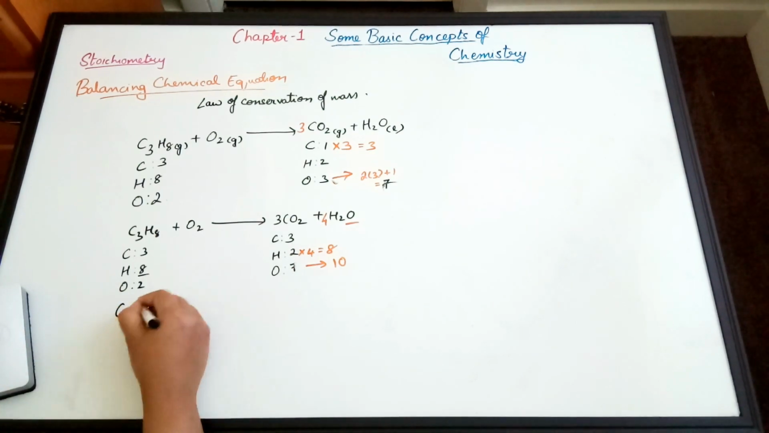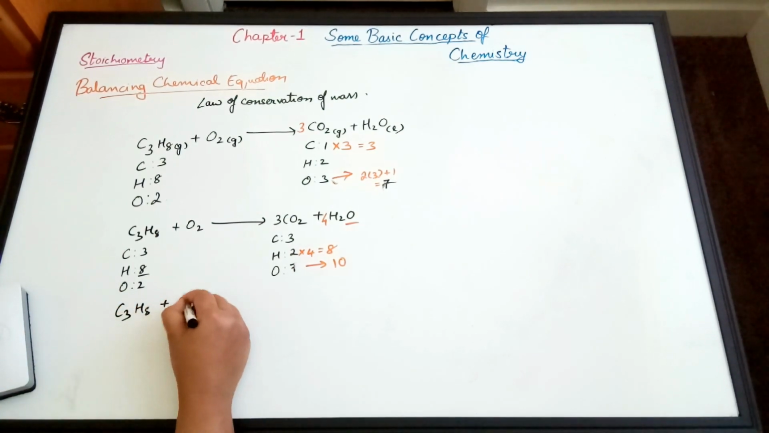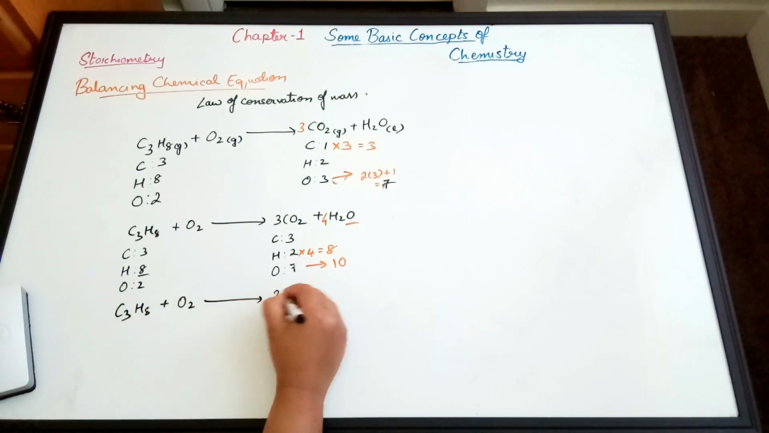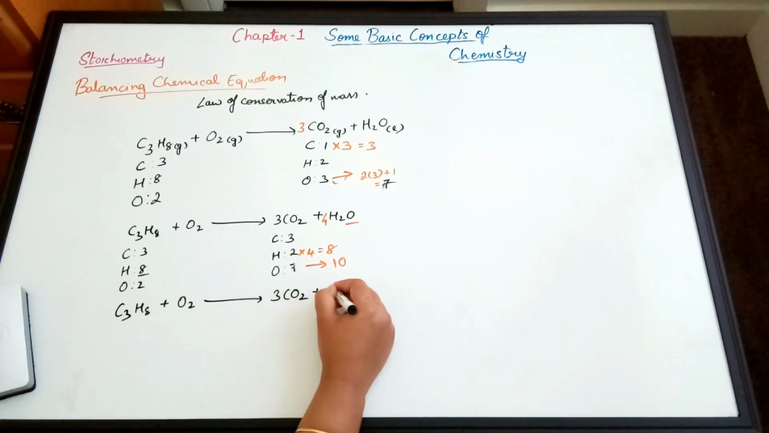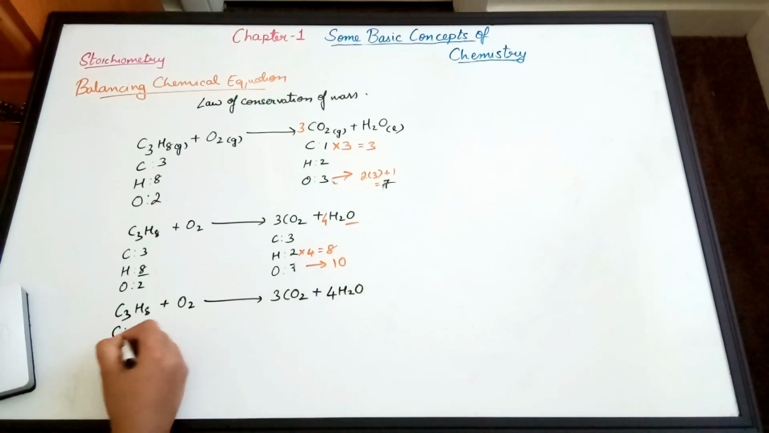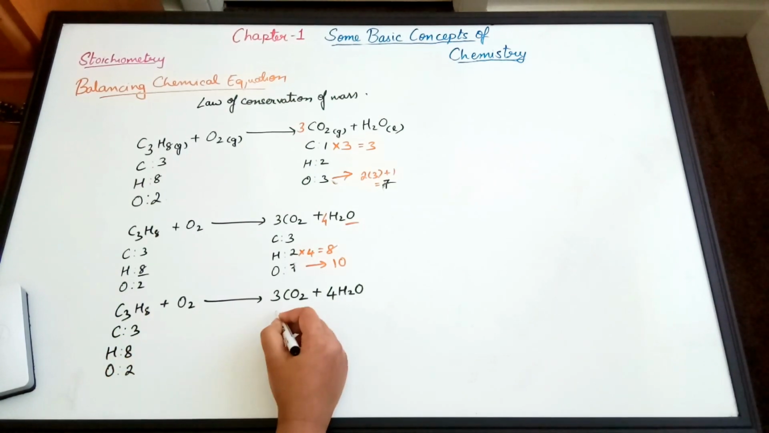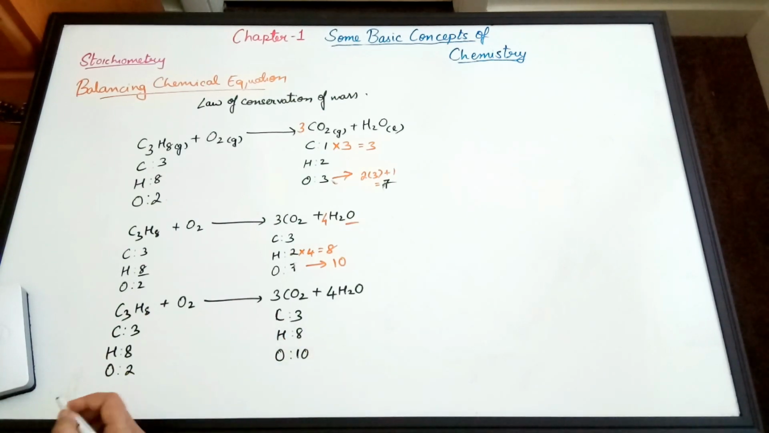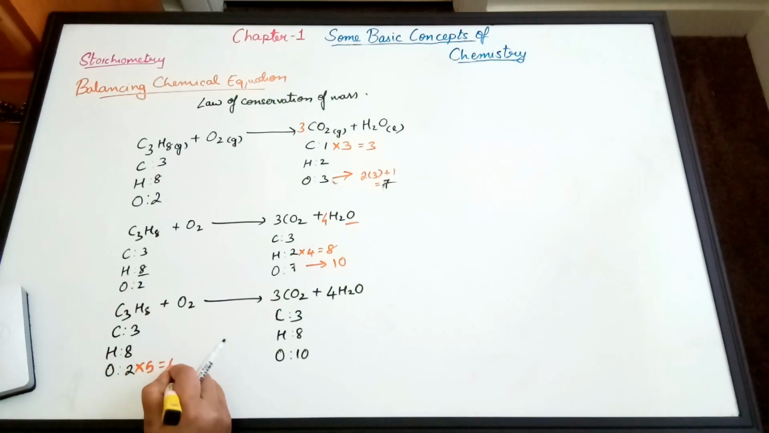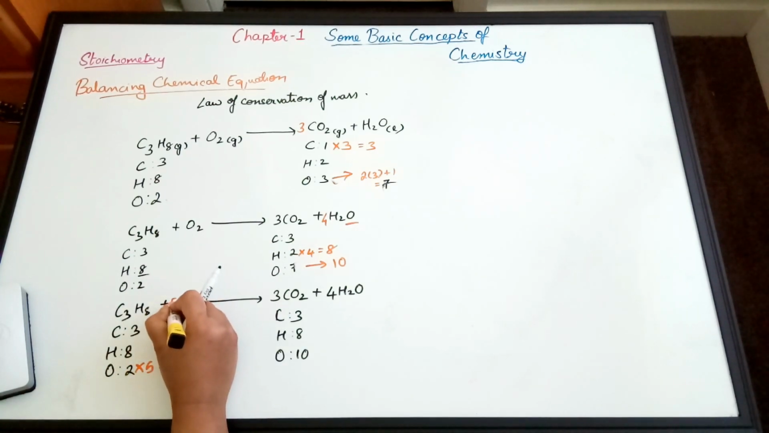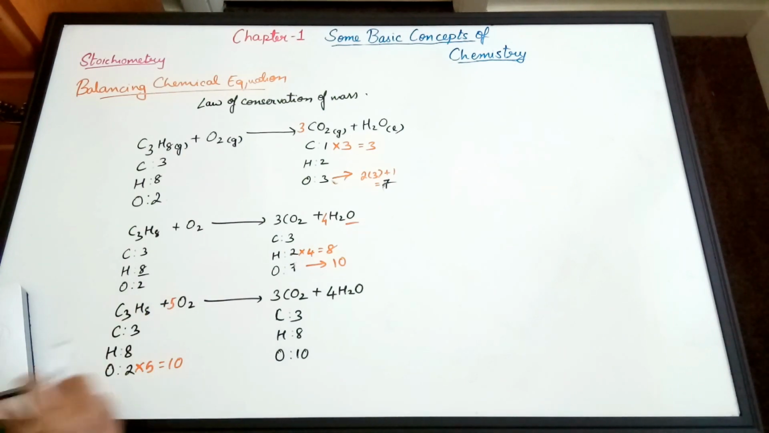So C3H8 plus O2 gives rise to 3CO2 plus 4H2O. And here C is 3, hydrogen is 8, oxygen is 2. Here you have carbon 3, hydrogen 8 and oxygen 10. Now you know what you need to do. 2 into 5 equals 10, which means here we will multiply it by 5.